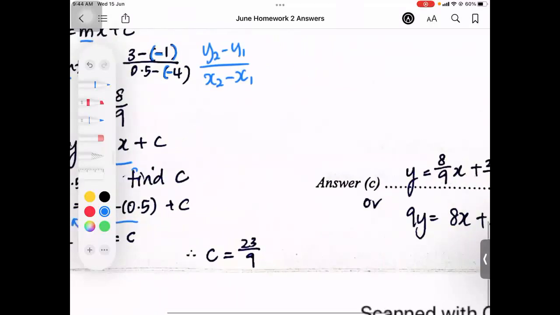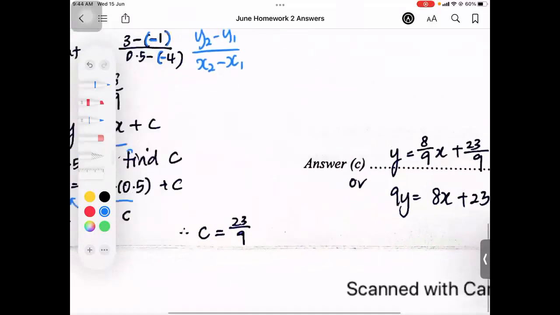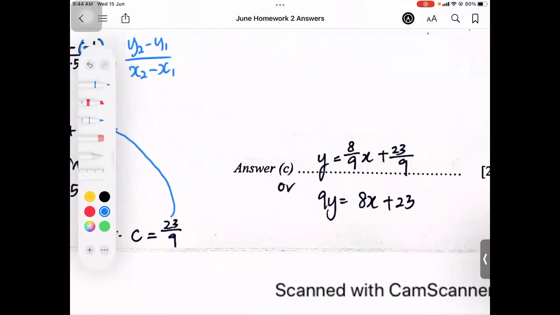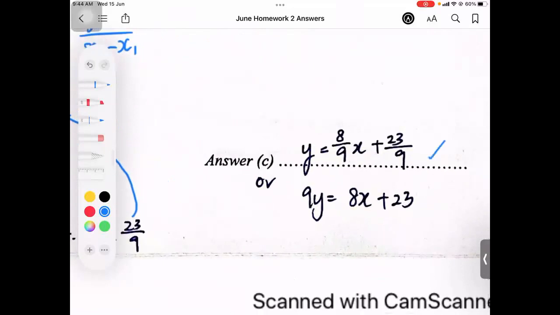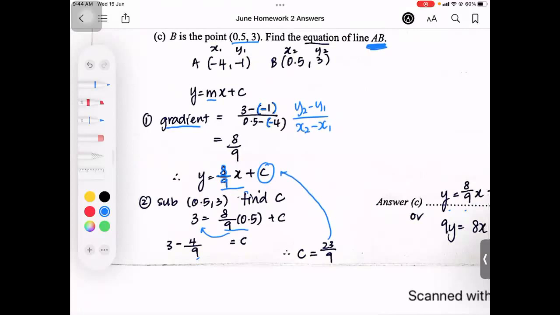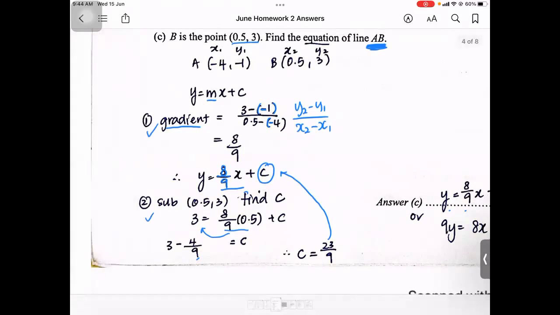Okay, so equation of the straight line, y equals to mx and the c, now you replace the number 23/9. You can either write it this way, or if you don't like fraction, you can multiply all of them by the number 9, then you get this equation. Both are the correct answer. Okay, so this one, equation of a straight line, very common. Commonly asked question. Number 1, find gradient. Number 2, sub a point, find the y-intercept. You must know how to do. Okay. Next part of the question.